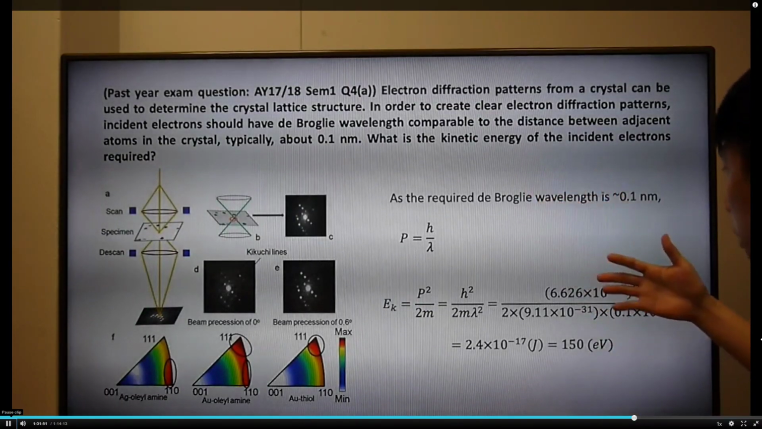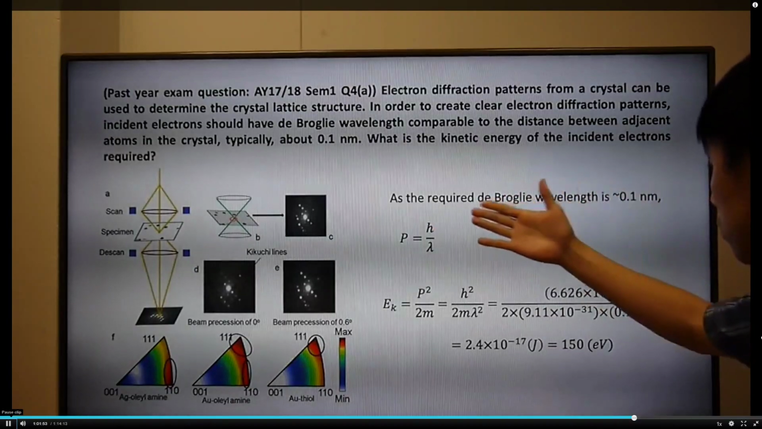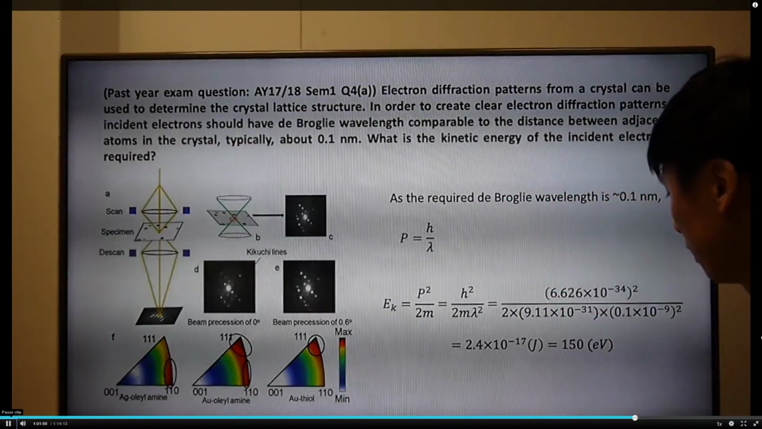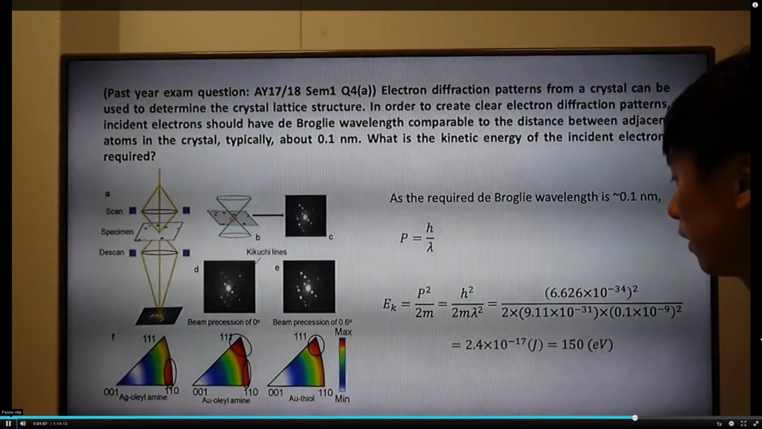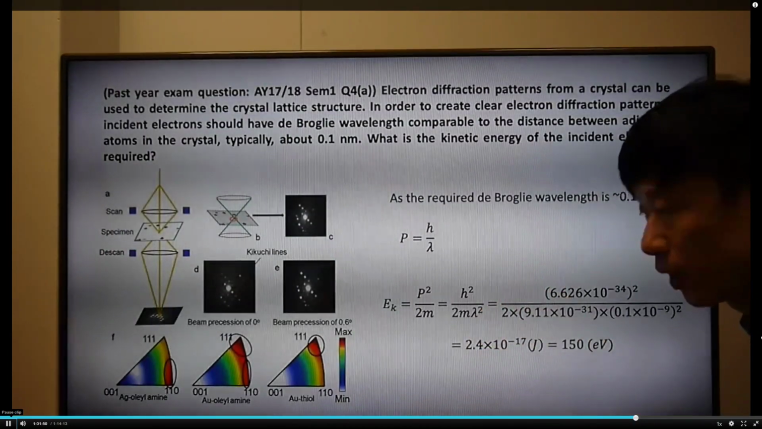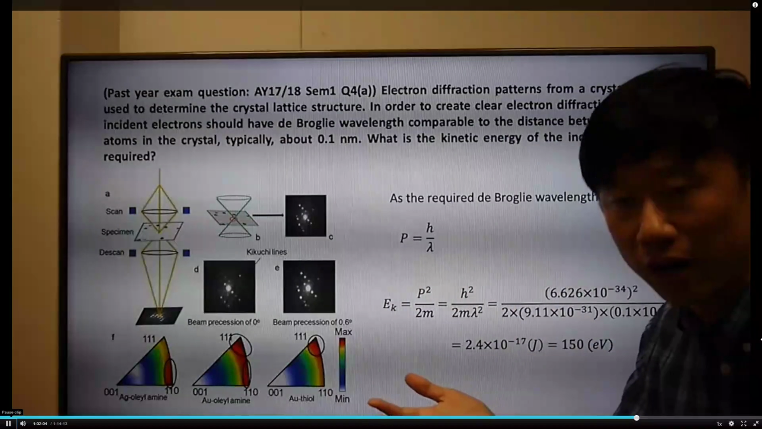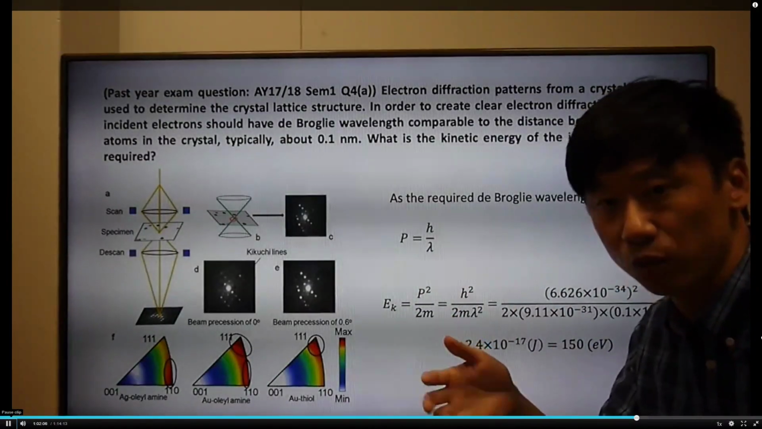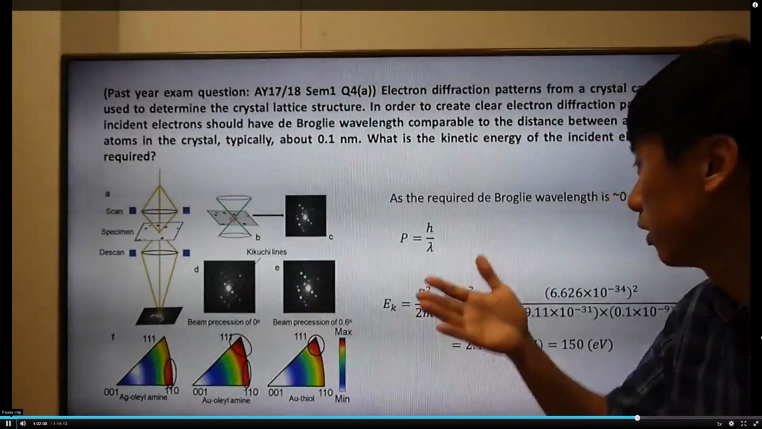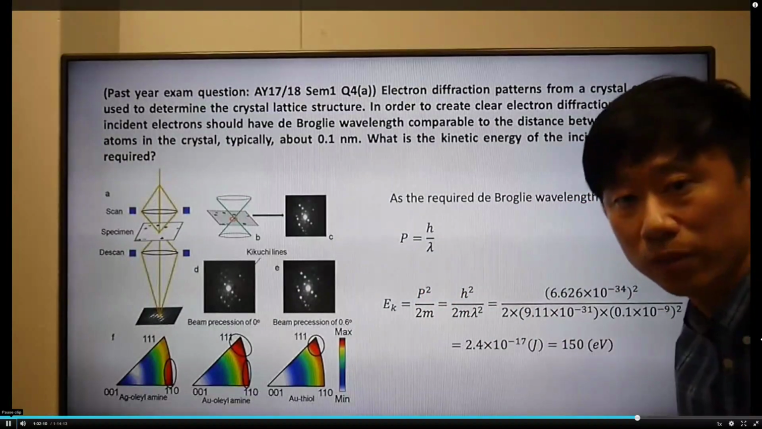Okay, this is how you can utilize the de Broglie wavelength to define the kinetic energy of the particle. And in the opposite way, if you have the kinetic energy of the particle or momentum, then you can define the de Broglie wavelength of the particle.